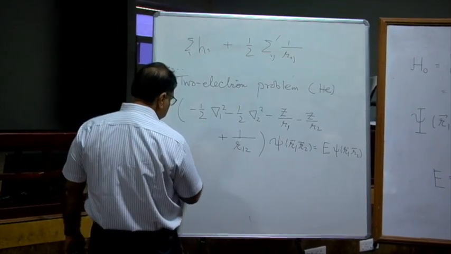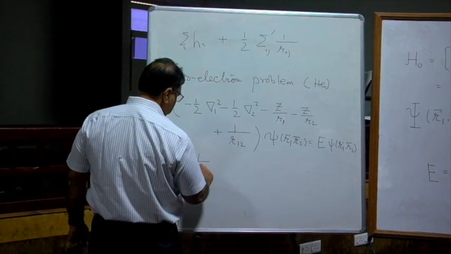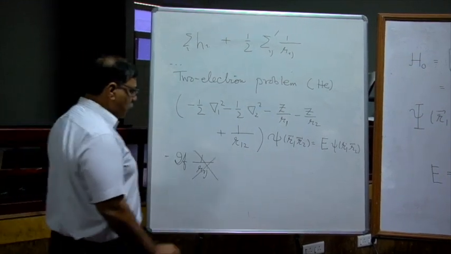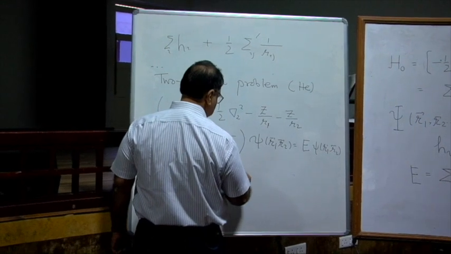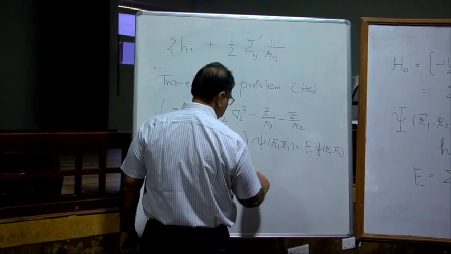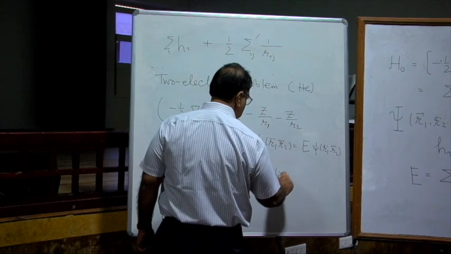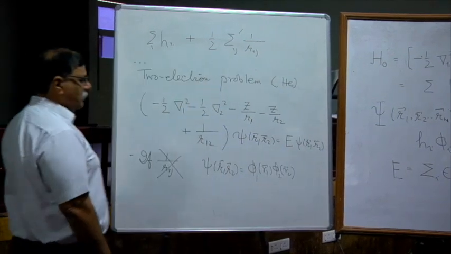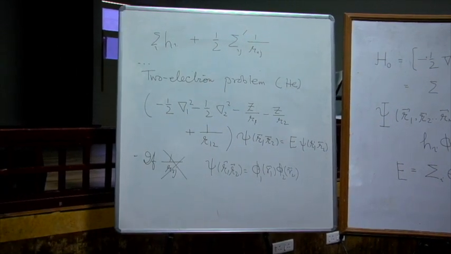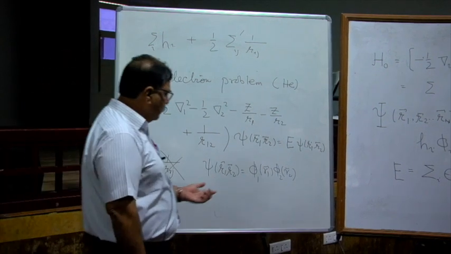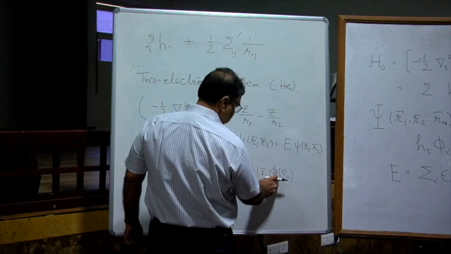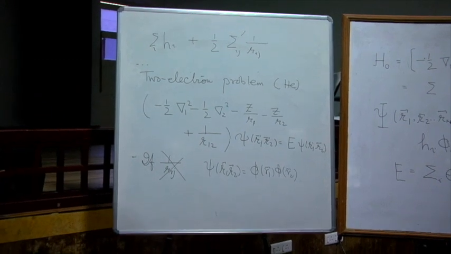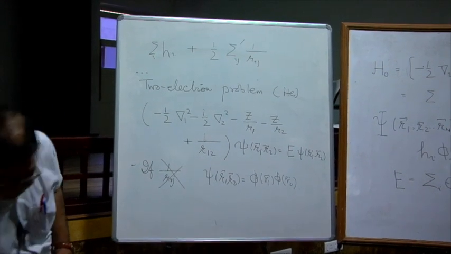So if 1 over r_ij was not there, I would have a wave function psi(r1, r2) which is a product of phi(r1) and phi(r2), plus the symmetric part, which I'm not writing, I'll comment on that later. In this case, what you notice is that both electrons are in the same orbital. I should not write phi2 here, it's the same phi.